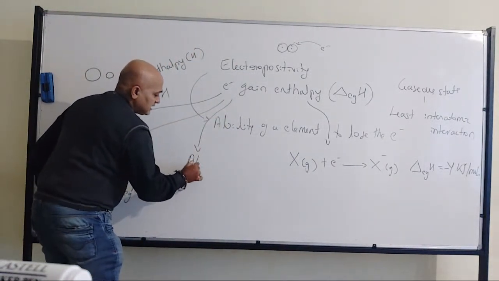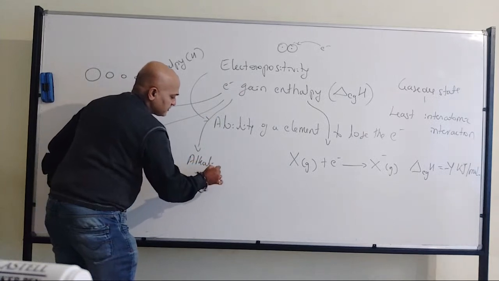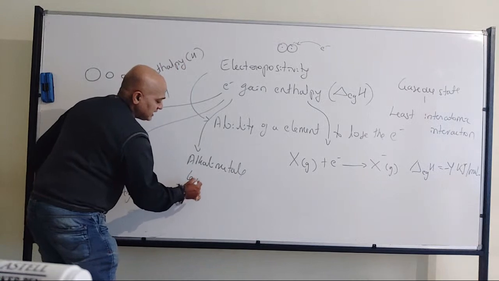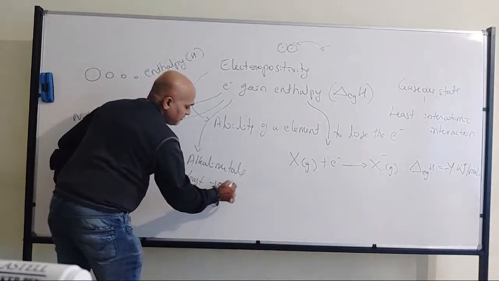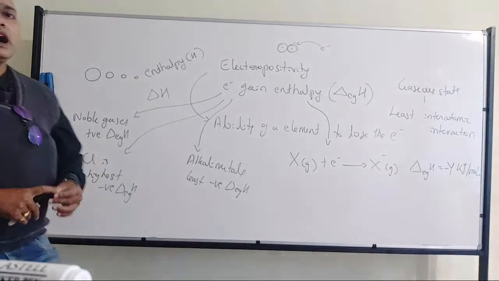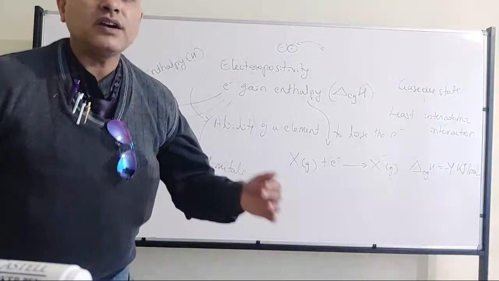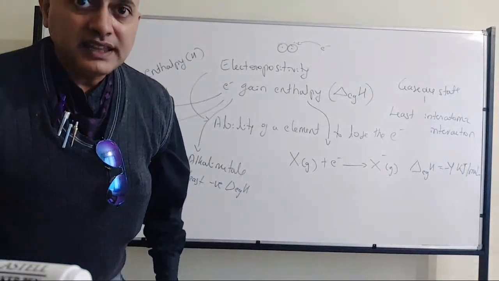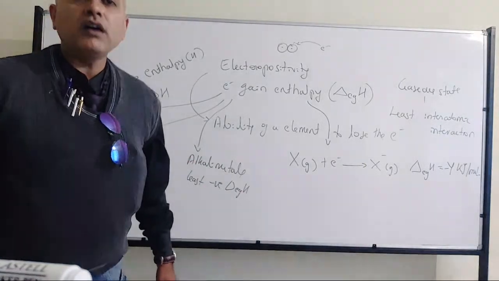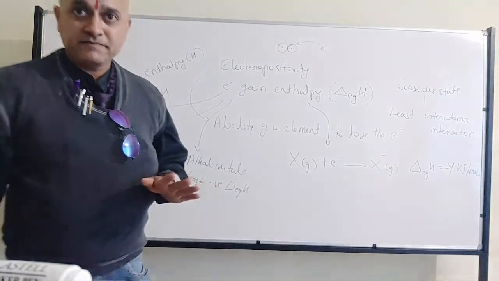So alkali metals are the ones which will have the least negative electron gain enthalpy value. That means they are poor acceptors of electrons. All of you are absolutely correct.